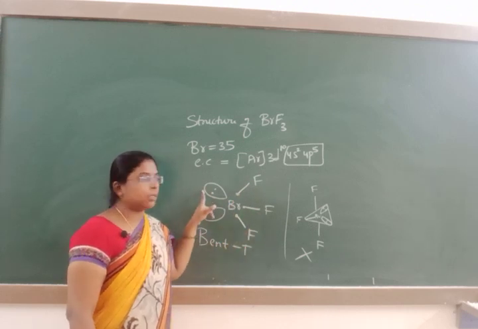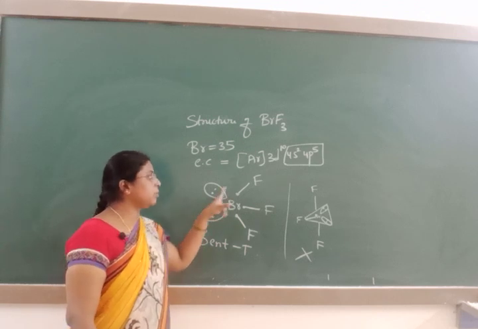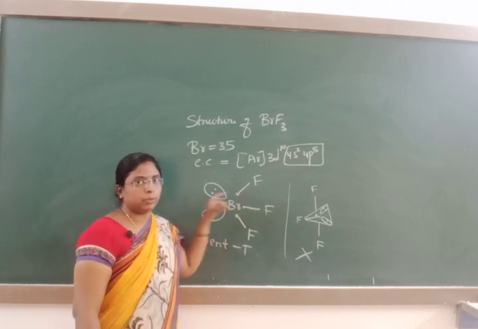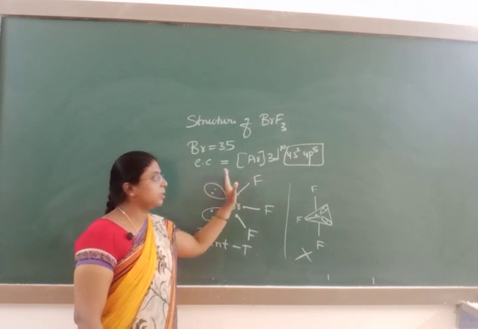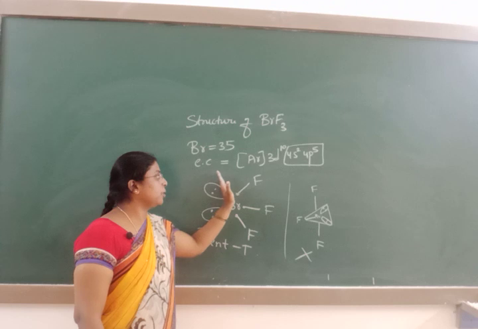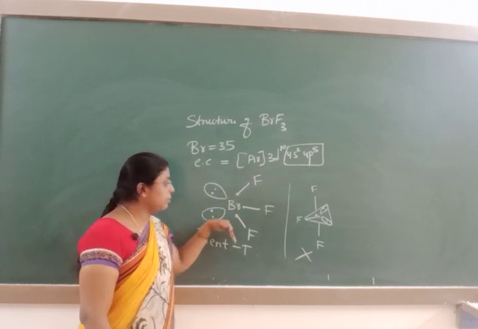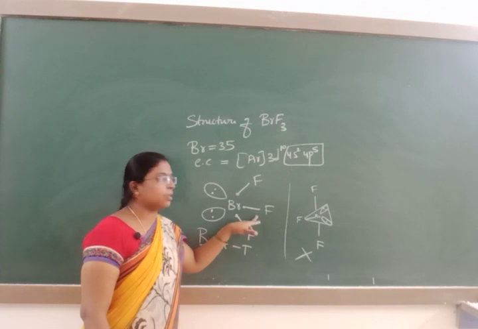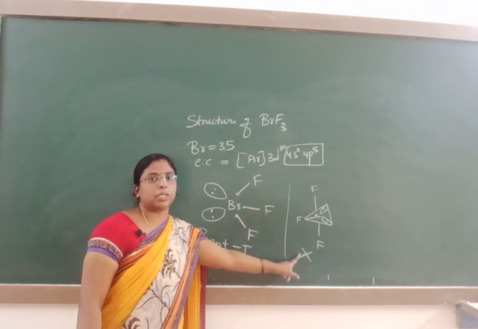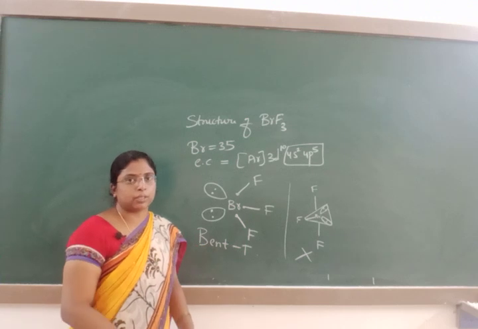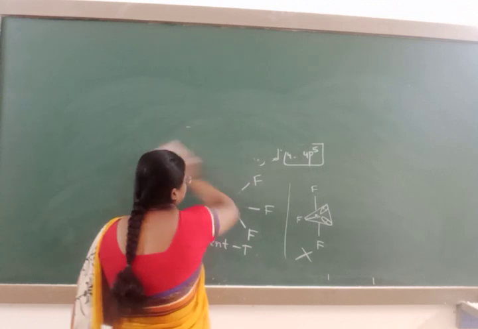There is a greater repulsion for lone pair electrons than for lone pair and bond pair. To overcome the repulsion with the lone pair, when it shifts, the bond pairs of the fluorine shift slightly nearer to another fluorine atom. Hence, you see a bent T shape instead of a trigonal bipyramidal structure. This is about the structure of BrF3.